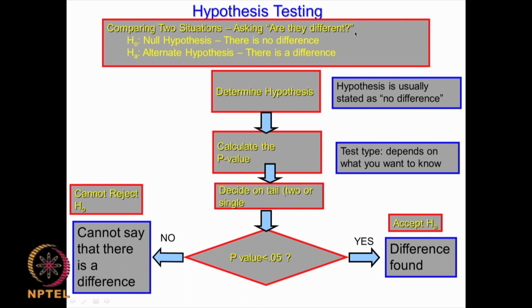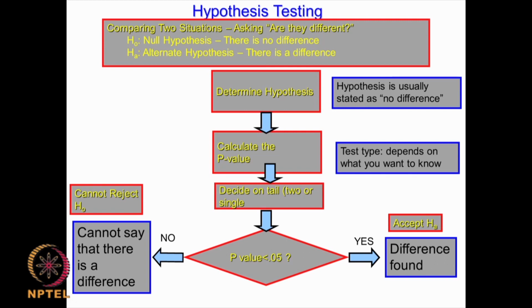HA is that there is a difference, or drug A is better than drug B, or drug A is less than drug B. That is the alternate. So, that is the hypothesis. You create the hypothesis first, then you have the data sets and you calculate the p value. Then you decide whether it is a one tail or two tail test.